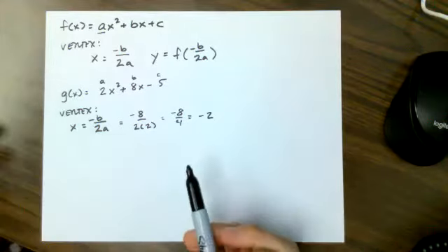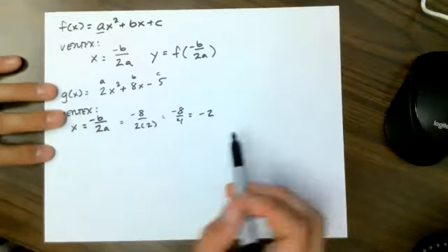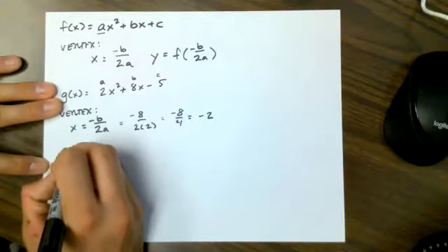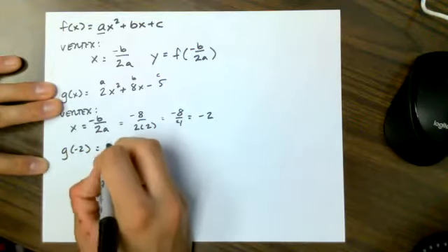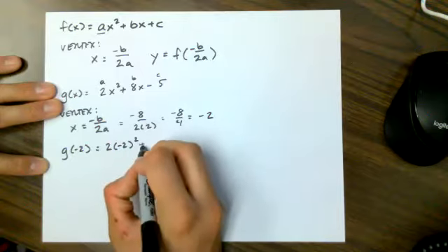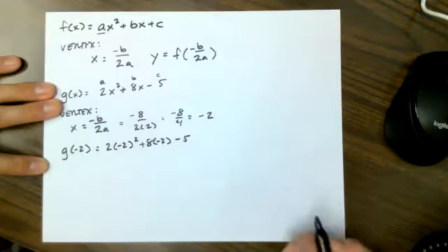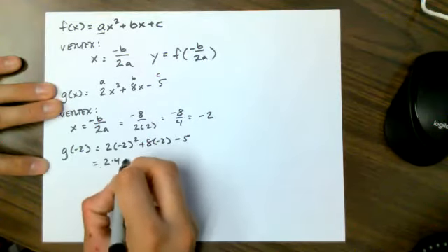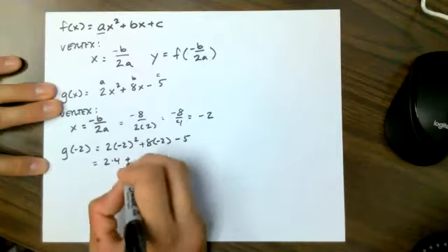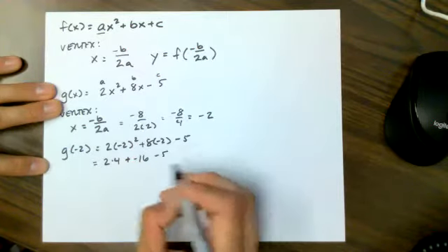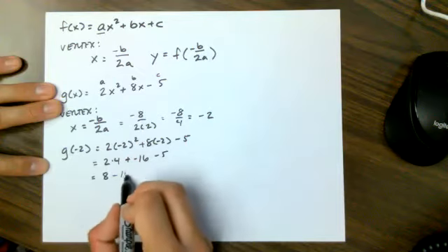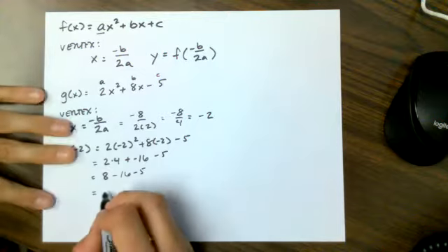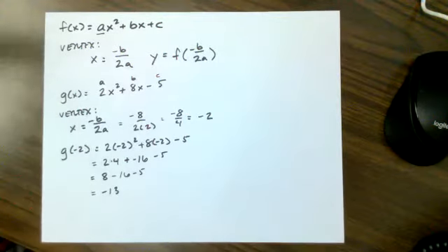Okay? So now to find the y value, look, we only have one part of this. To find the y value, we have to plug it back into the equation. So g of negative 2. So we'd have 2 times negative 2 squared plus 8 times negative 2 minus 5, right? So we get, now negative 2 squared is a 4. So we get 2 times 4 plus, well, 8 times negative 2, that's actually negative 16 minus 5. So 8 minus 16 minus 5. Now 8 minus 16 is negative 8. Minus 5, I think that's negative 13. Okay? Check me if I'm wrong, guys.